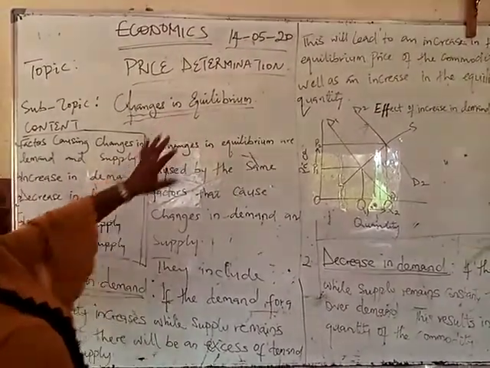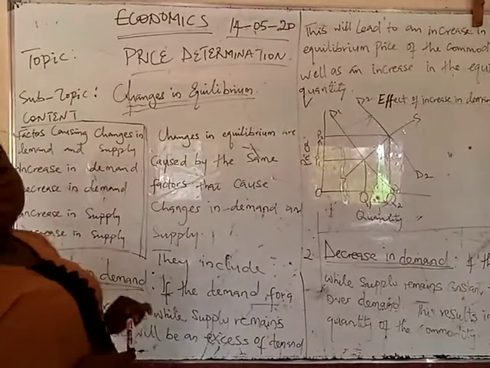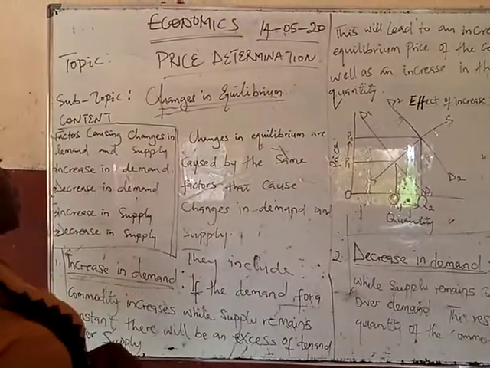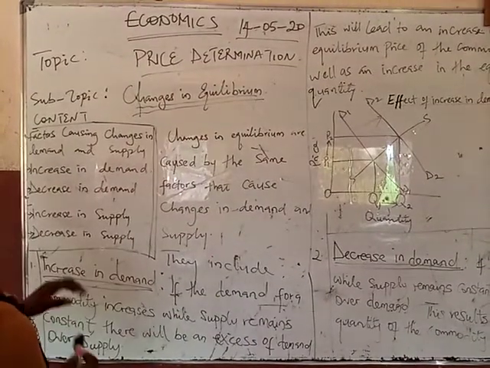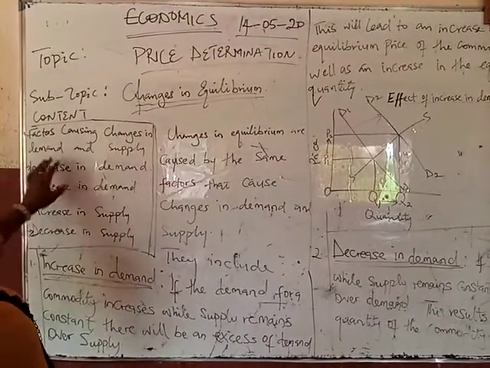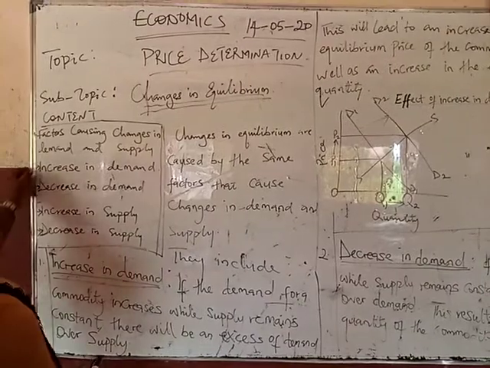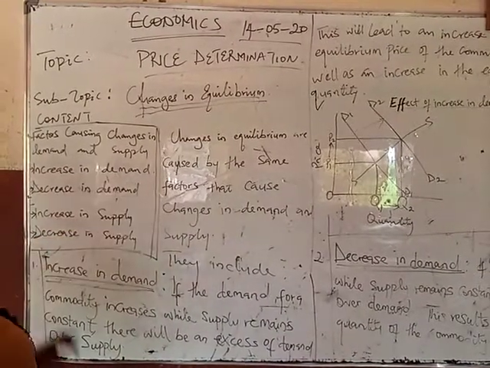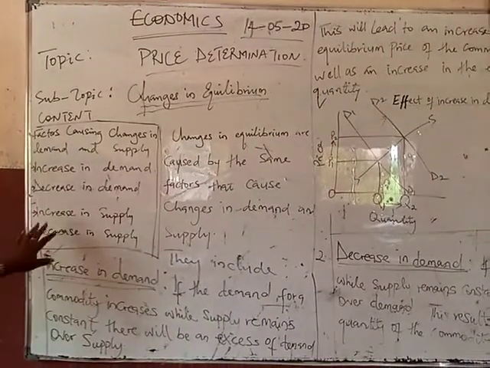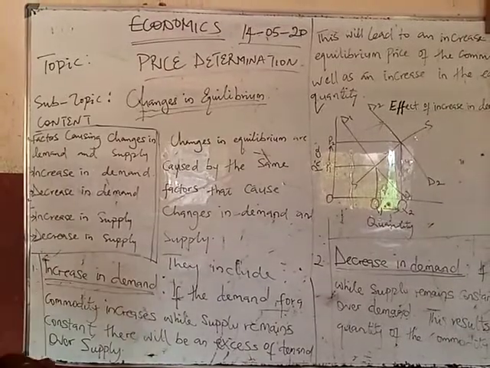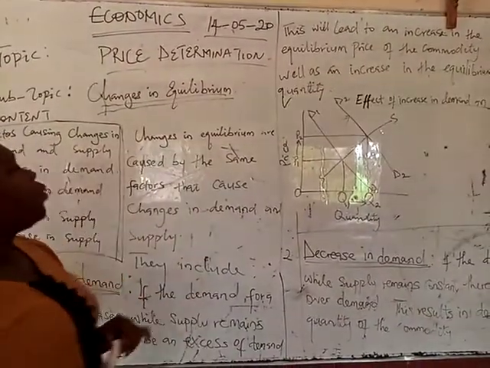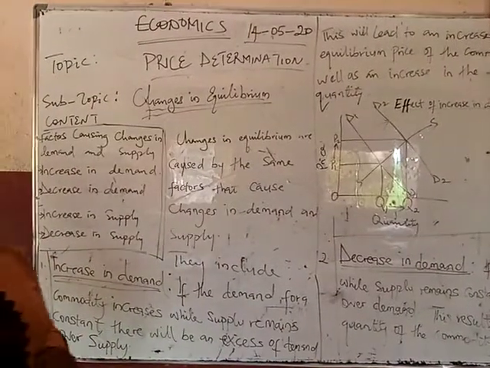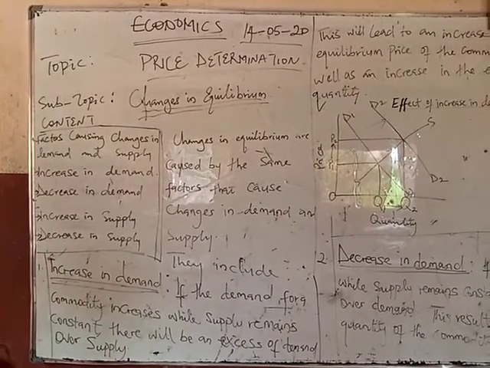Now today, we want to look at changes in equilibrium. By the end of this topic, we'll be able to see factors causing changes in demand and supply, which include increase in demand, decrease in demand, increase in supply, and decrease in supply. First of all, what is changes in equilibrium? Let's know what changes in equilibrium is.